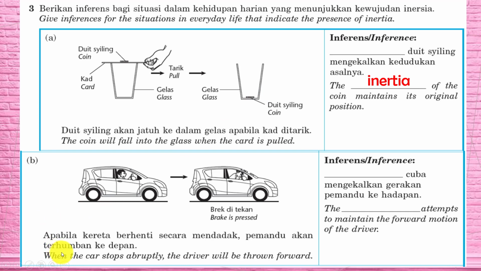Okay, B is when the car stops suddenly. Then the driver, you find, launches forward. That means the driver cannot immediately stop together with the car. So from here, what do they say? The attempt to maintain the forward motion of the driver. So it should be the inertia. Also the same, the inertia for the driver. They cannot change the position, so that's why they want to maintain the original state.